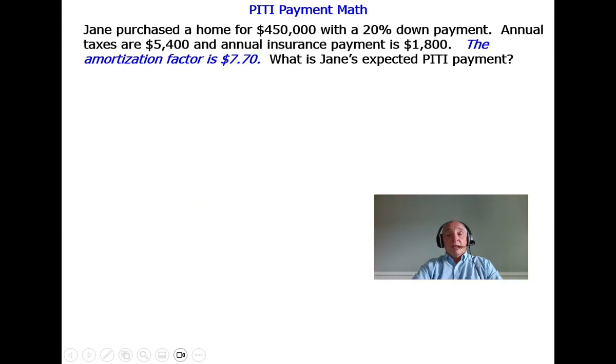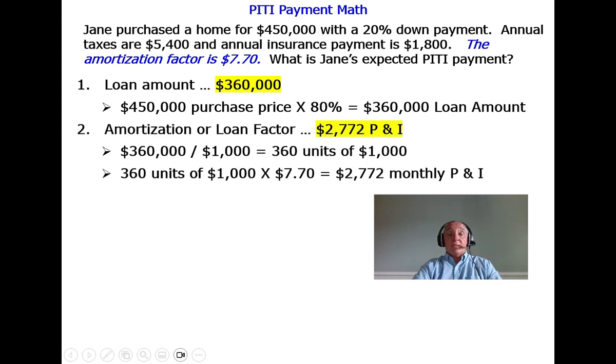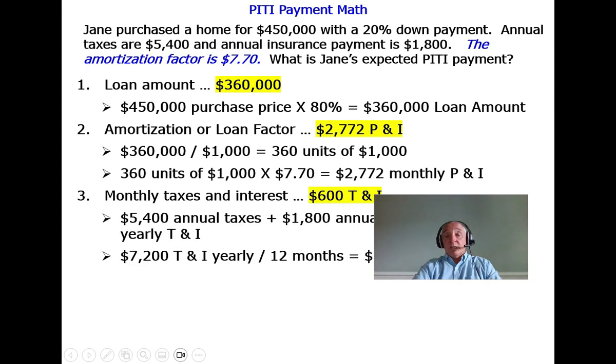All right. So let's look at it. 450,000 times 80% is a $360,000 loan amount. The amortization or loan factor gives us $2,772. That's the P&I. So that's 360,000 divided by 1,000, 360 units of 1,000. 360 times 7.7, which is the loan factor, and that's how we end up with the $2,772 of monthly payment for principal and interest.